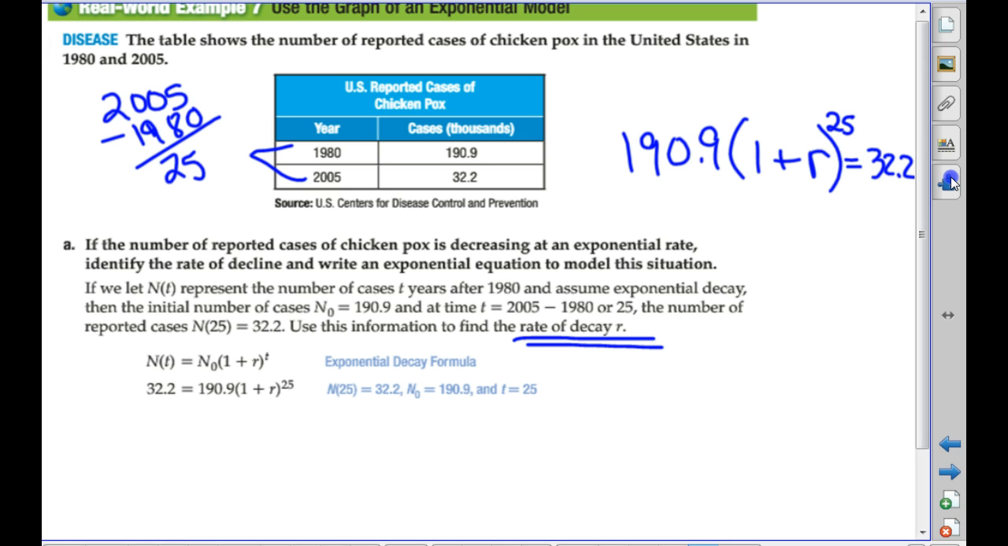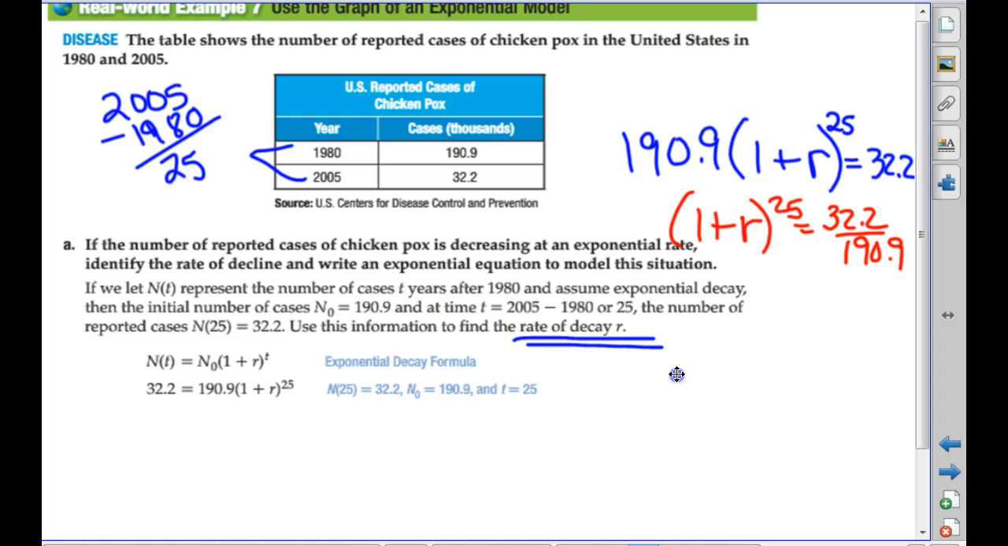Now, R should come out negative, right? I could have put minus in there. I just left it plus. It's going to come out a decay because the cases went down. What is the first algebraic step to solving that equation? Dividing, okay? So we have 1 plus R to the 25th equals 32.2 over 190.9, and I'm just going to leave it like that for a minute.